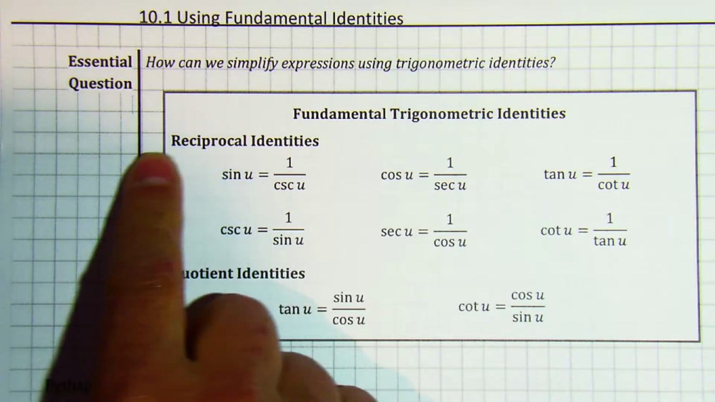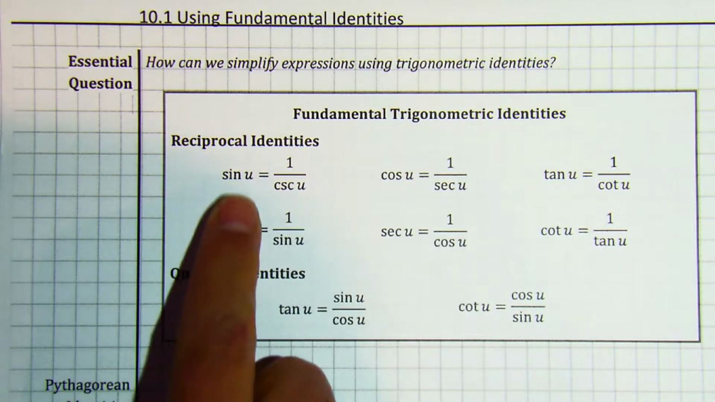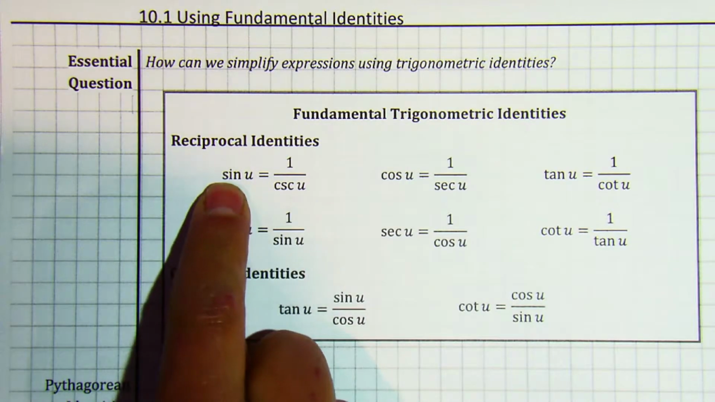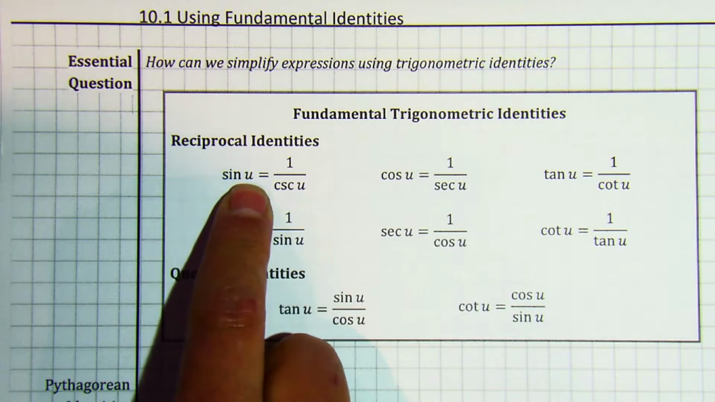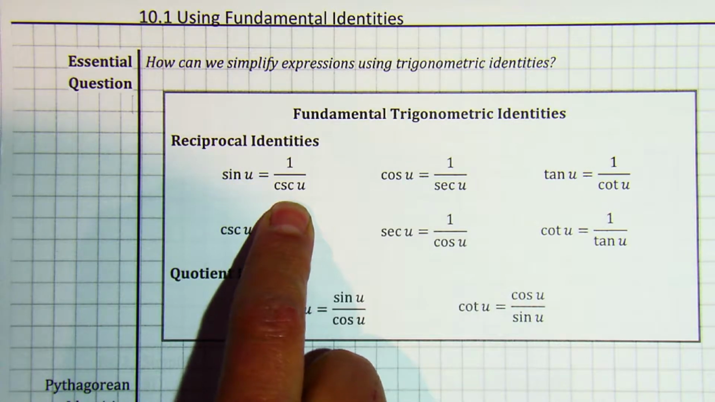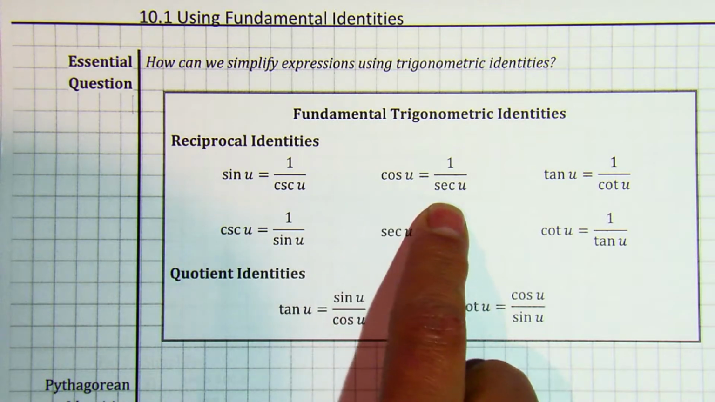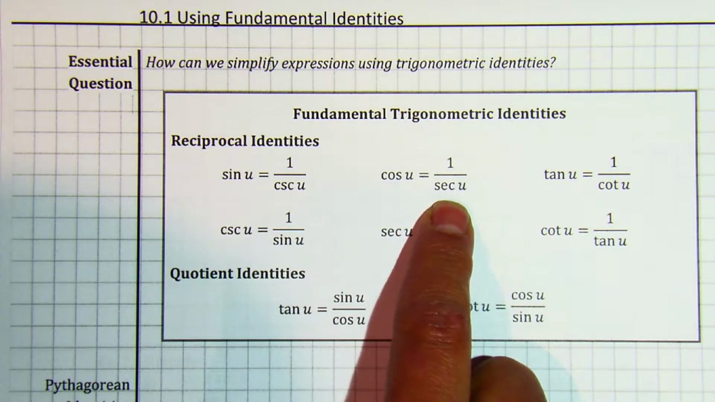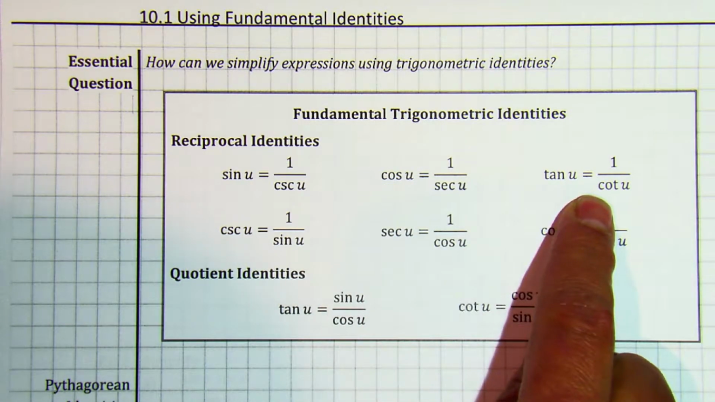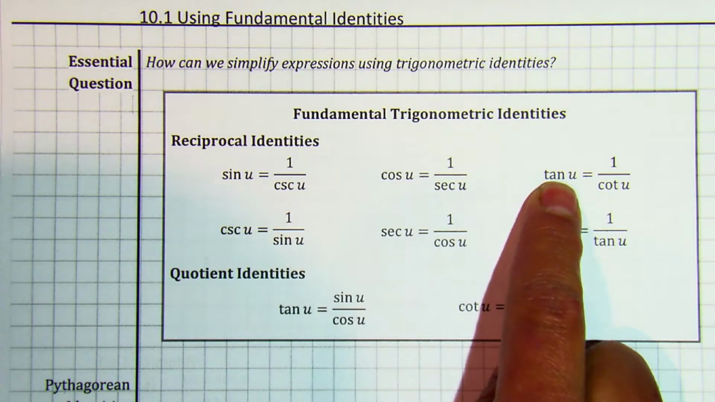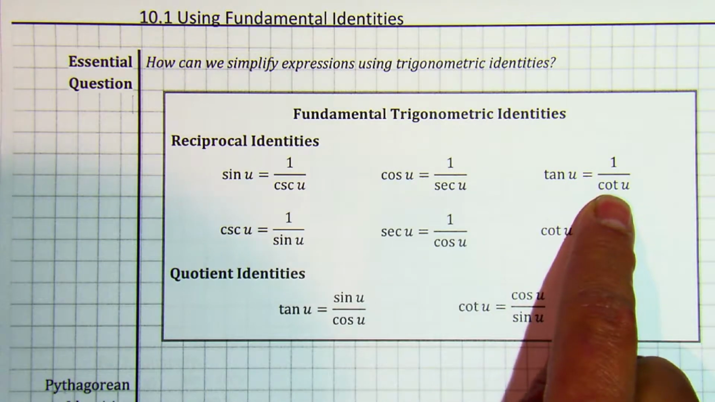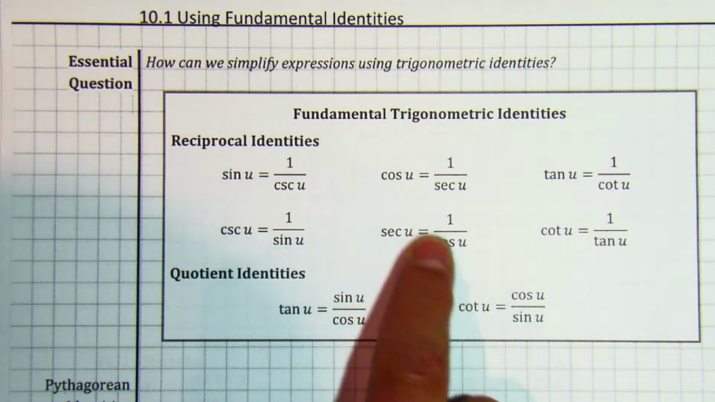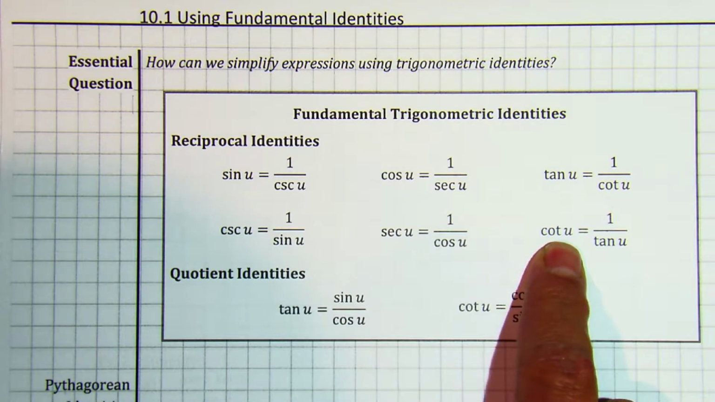So we have covered reciprocal identities. We know that sine and cosecant are the reciprocal of each other. So therefore we can write sine of u equals 1 over cosecant of u. We know that cosine and secant are reciprocals of each other, so we can write cosine as 1 over secant, and tangent and cotangent are reciprocals of each other, so we can write tangent of u equals 1 over cotangent of u. Or we can write cosecant of u equals 1 over sine of u, secant of u is equal to 1 over cosine of u, and cotangent is 1 over tangent.